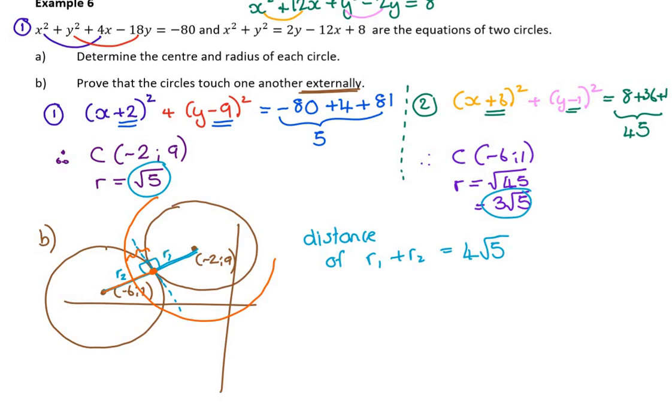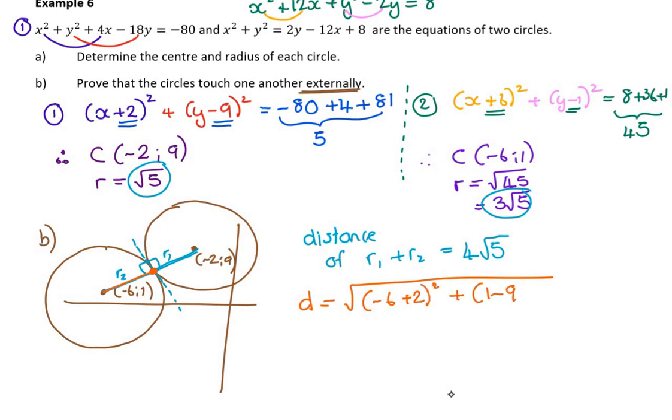So in this particular case, if I just erase that, if I work out the distance between the two centers, so what is the distance between the two centers? If I work that out using the formula, this is negative 6 minus 2, so squared, plus 1 minus 9 squared. No, not squared, wrong place for my squared, let me put it outside. And if I work that out, guess what? I get 4 root 5. So that means the distance between this center and this center is exactly 4 root 5, which is the same as the radius of the one plus the radius of the other.